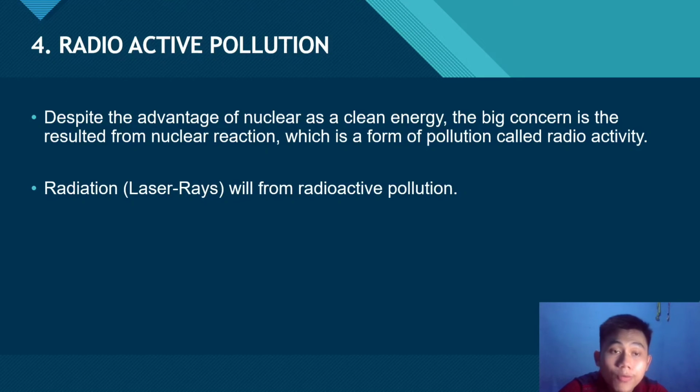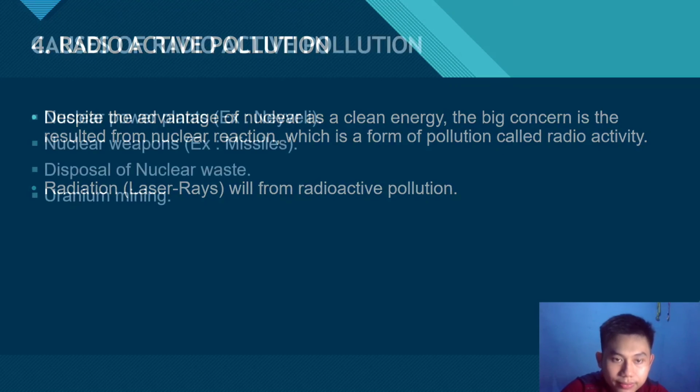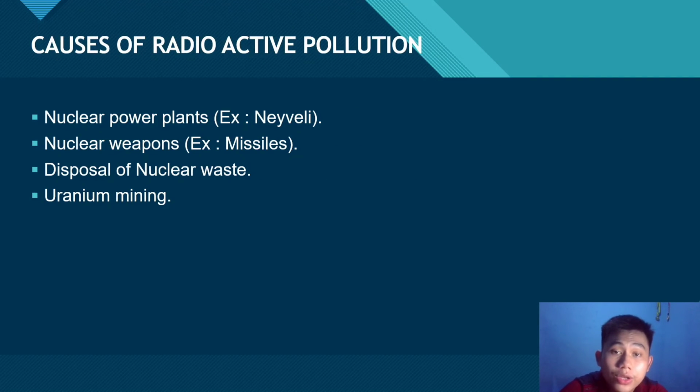The last type of pollution is radioactive pollution. Despite the advance of nuclear as a clean energy, the big concern is the result from nuclear reaction, which is a form of pollution called radioactivity. Radiation or laser ray will form radioactive pollution. Causes of radioactive pollution are nuclear power plants, for example, Navy, nuclear weapons, for example, missiles, disposal of nuclear waste, and uranium mining.